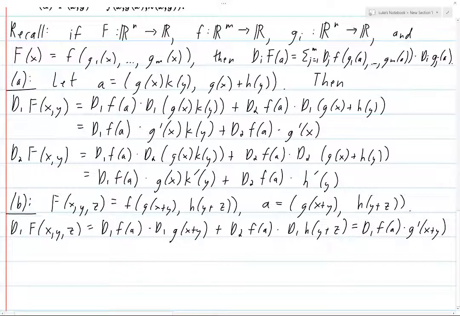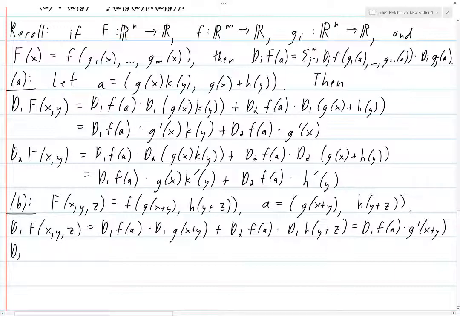All right, what else do we got? Well, the other term, we're taking the derivative with respect to x of h of y plus z. That doesn't depend on x, so that's 0, and so it drops out. So this is all we have.